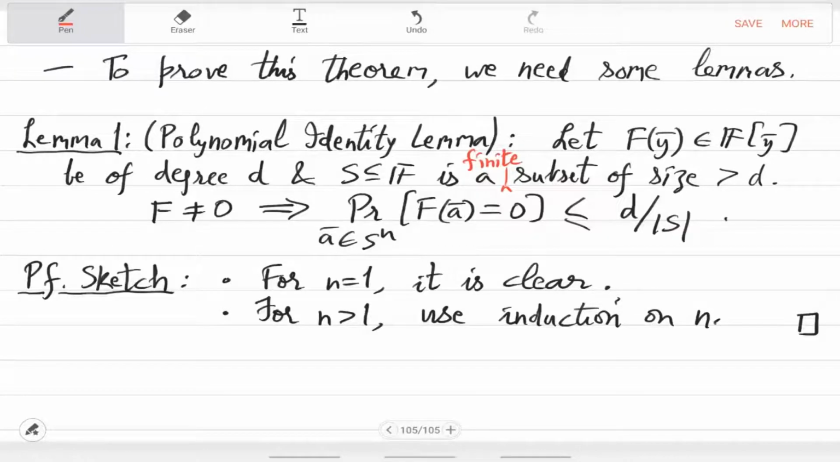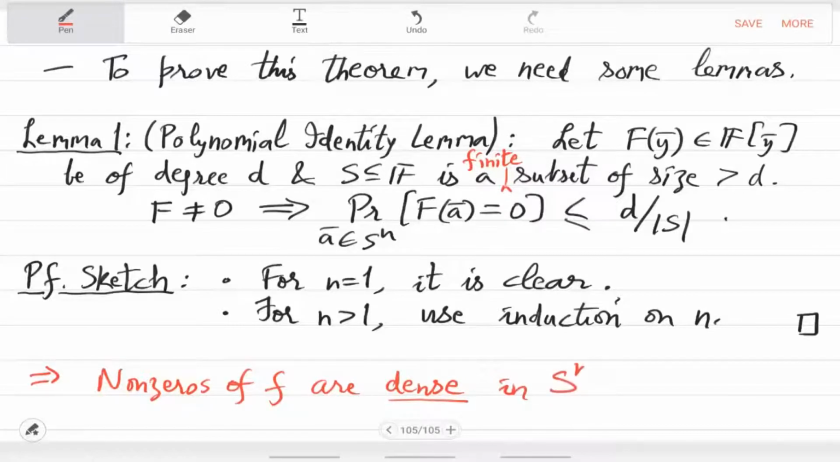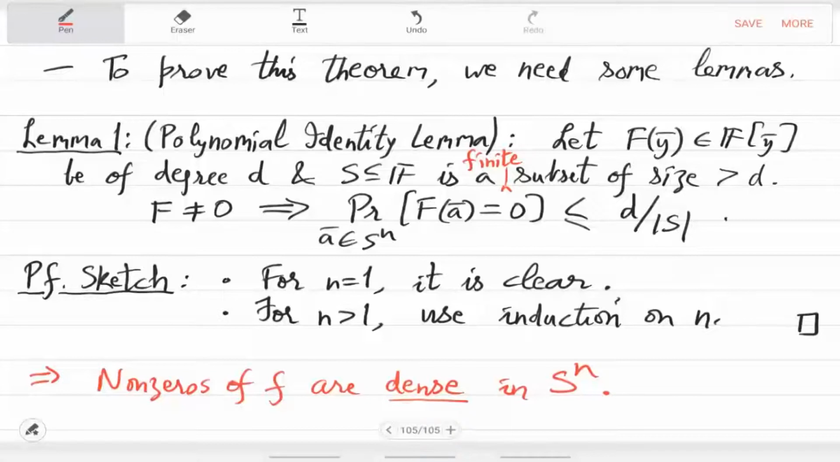Those questions are there in the assignment. I think 2 questions are dedicated to this. So what you have to remember is that non-zeros are dense in S to the n. That is what this polynomial identity lemma is saying. Zeros are not dense, but the non-zeros are dense in the space S to the n. Geometrically, this is what the lemma says. But we will actually need these error probabilities, so you actually have to prove this for the analysis of the algorithm.